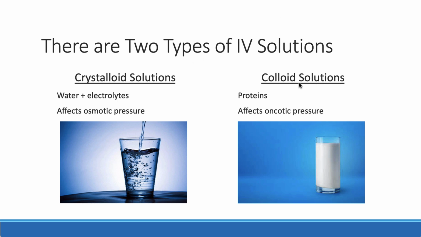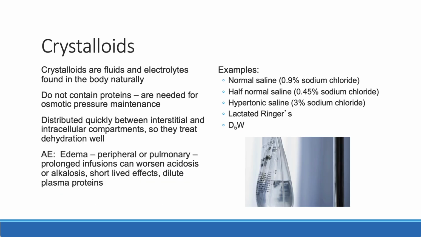Colloids are solutions that are made up mostly of proteins. So think about milk, for instance, right? Has lots and lots of protein in it. It's good for you. Of course, we don't inject that into our veins, so we have other ways of getting that protein. But this colloid solution is what increases oncotic pressure to draw in fluid from the interstitial space. When we give crystalloid solutions, some of it's going to leak out into the interstitial space, but we'll take it.